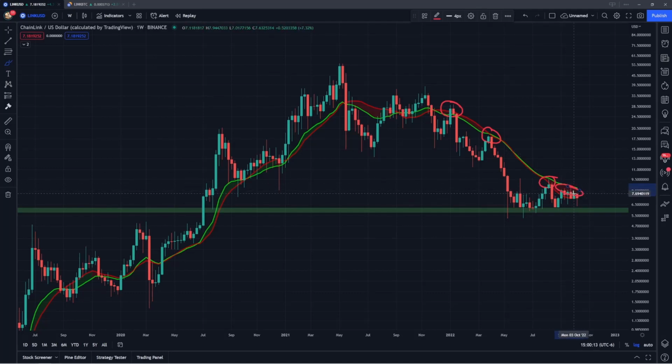So moving forward, I really do want to see Chainlink begin to break above these moving averages, break above this resistance, and the reason is because when Chainlink is above these moving averages, it can be a very bullish sign and lead to an uptrend, because this is where buyers and demand do start to step in.